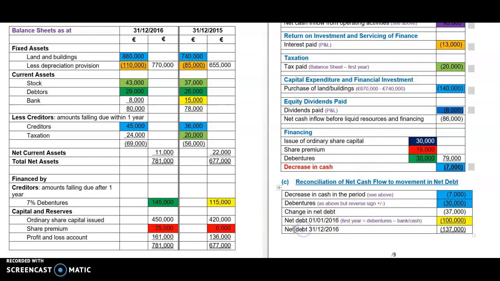And our very final calculation, our net debt on the 31st of 12, 2016, again, we just do an addition on the two figures above, which gives us a minus €137,000.